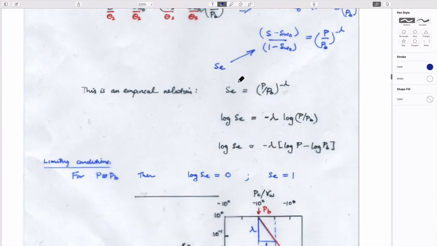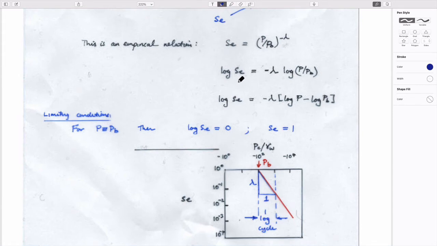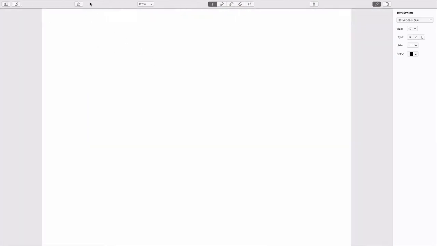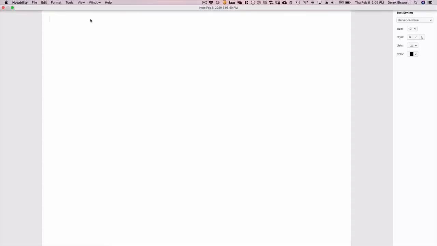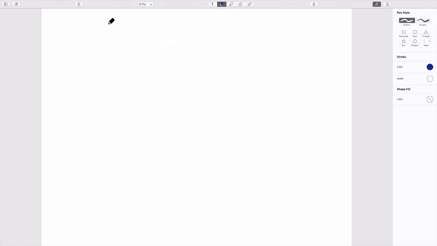So the first thing is to look at these capillary pressure versus saturation curves in maybe a slightly different way. Actually, let me do this. All right, I'm going to start out. So I'm going to talk about these Brooks-Corey relationships. So let's switch to this. Brooks-Corey.